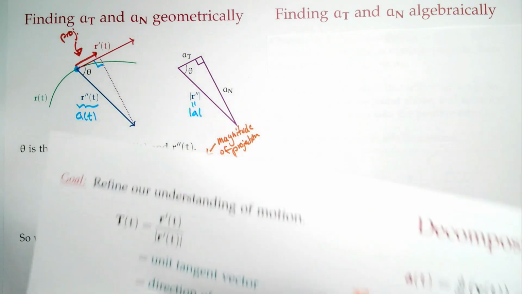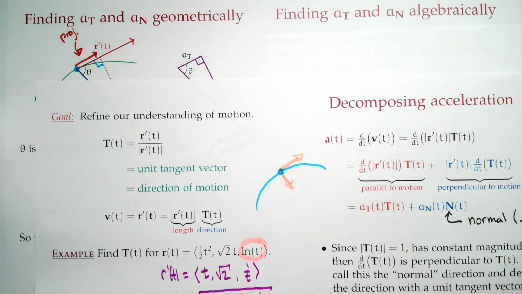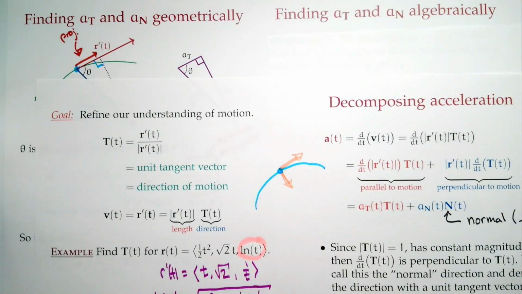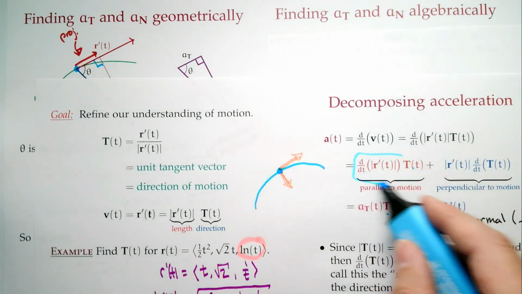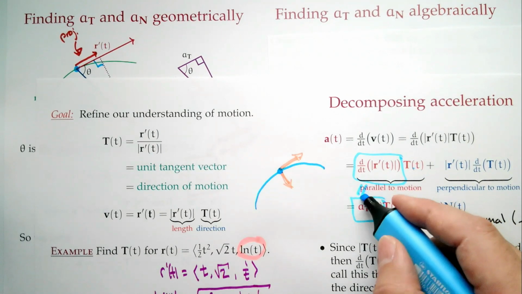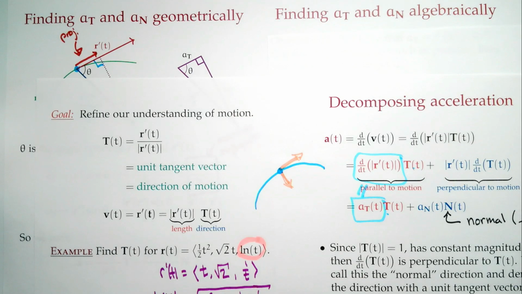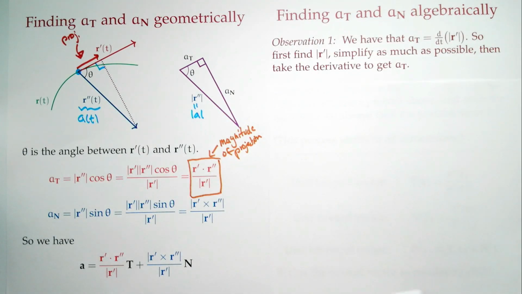There are two key observations to make. The first is to come back to what we did over here and stare at this for a second. What you'll see is, hey, wait a second, this T and this T match, which means that this derivative has to match that coefficient. So I can say that the derivative of the magnitude of r prime is my a sub t. Well, that's good to know. That's the first observation: the derivative of the magnitude of r prime is a sub t. That's straightforward and easy to find. You simplify as much as possible, and then you take the derivative to get a sub t.